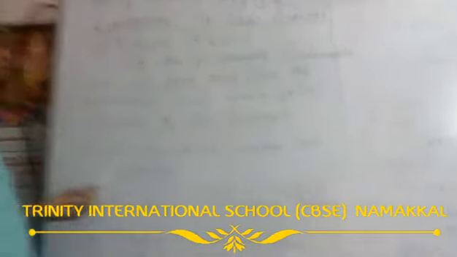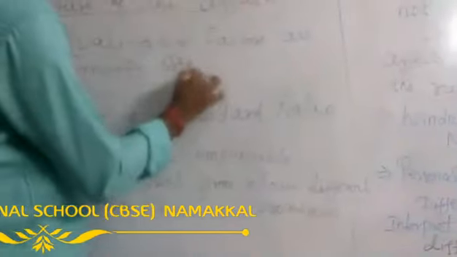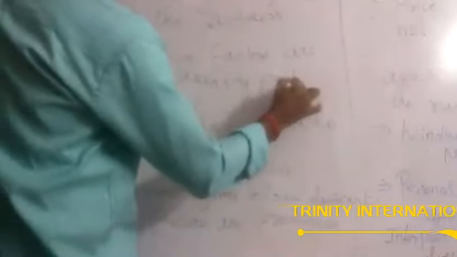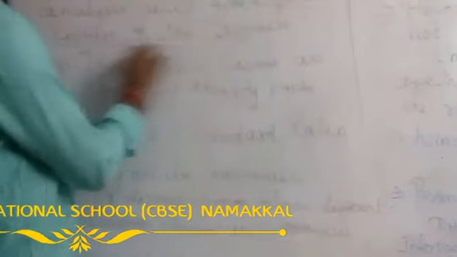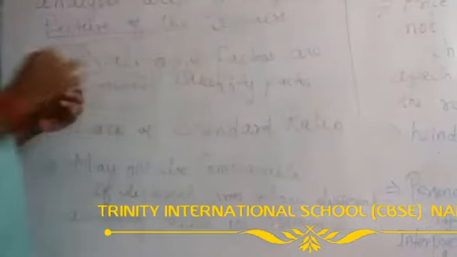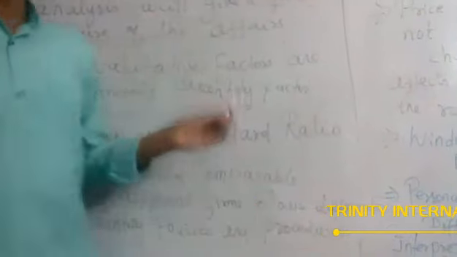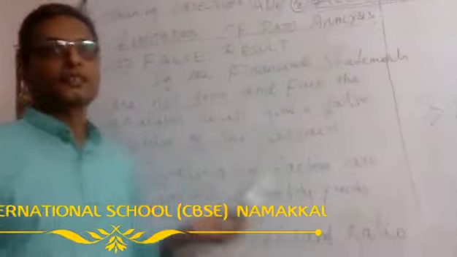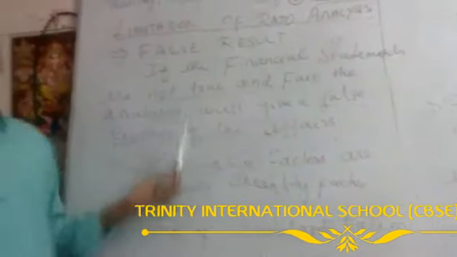The second limitation, the qualitative factors are ignored. See here, we have only discussed quantity, only the quantity factor. So here qualitative factors are ignored. Only the quantity: how much our sales, what is our purchases, what is the expenses. Here the quality is ignored. That's why the second limitation.